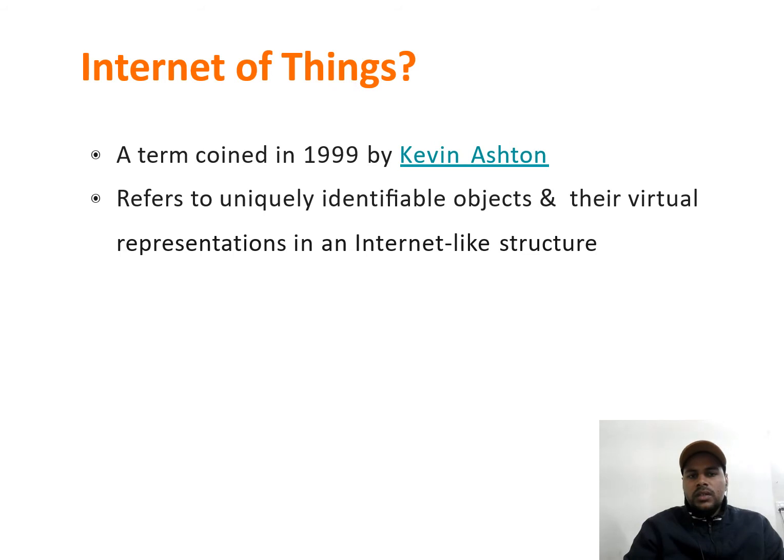So what is Internet of Things? Internet of Things, IoT, or IoE, Internet of Everything. These are both the same terms. Soon IoT will be converted to IoE. Everything will get connected with the help of the internet, and by almost 2025 all things will be connected, and there will be real-time sharing of data of every device. It was a term coined by Kevin Ashton in 1999. It refers to uniquely identifiable objects and their virtual representation in an internet-like structure.